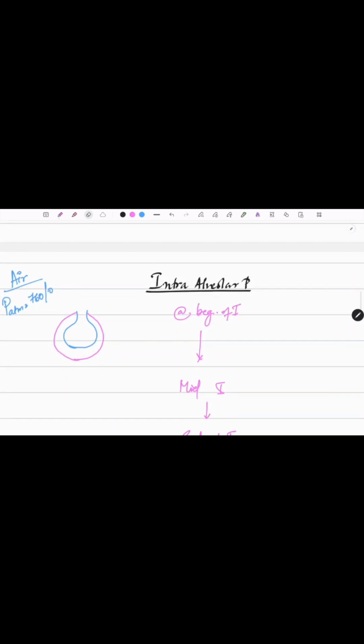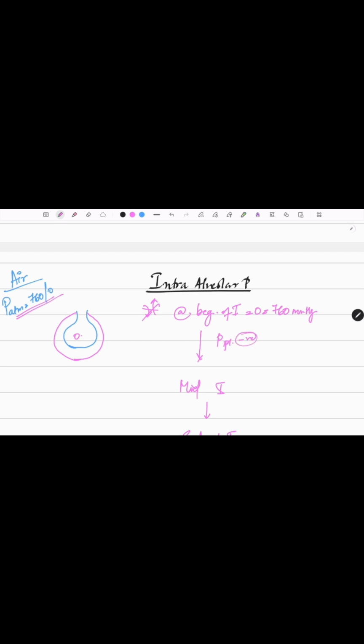Now coming to the intra-alveolar pressure. Here you can see the alveoli and the pleura. At the beginning of inspiration, nothing is going out and nothing is coming in. So the atmospheric pressure is 760, which is equal to the pulmonary pressure, which is 760 or 0. Now during inspiration, we are starting inspiration, so the pleural space is now increasing.